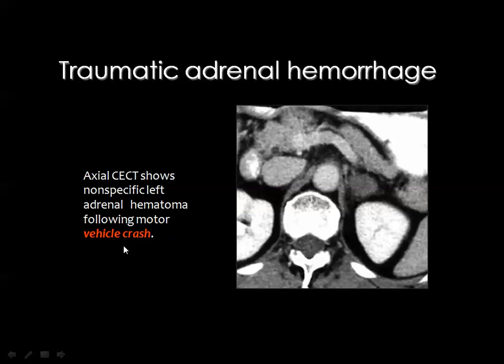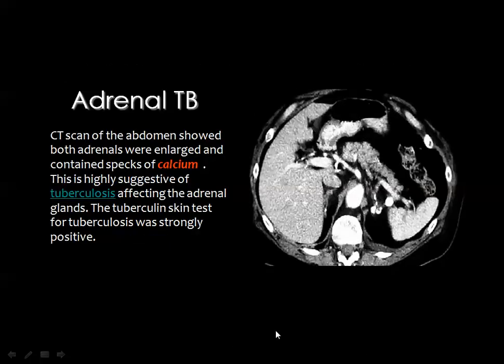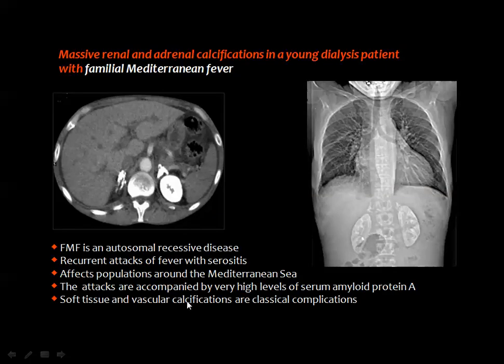If there is a positive history of trauma, like in this case, then you may suspect that this is due to adrenal hemorrhage. And finally, adrenal infection is usually diagnosed by the presence of calcium within the adrenal gland. And the presence of calcium is highly suggestive of TB, which is one of the known infections in our country. And you can see spots of calcium in the left suprarenal gland as well as in the right suprarenal gland. One of the lesions which may lead to calcification of the suprarenal glands and the kidneys as well.